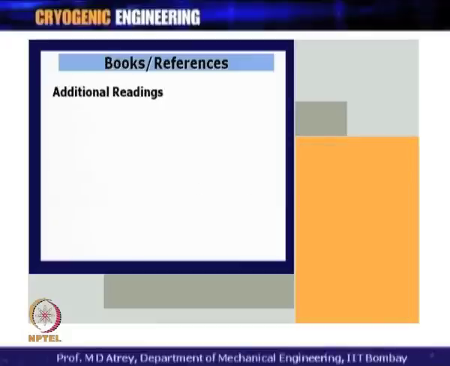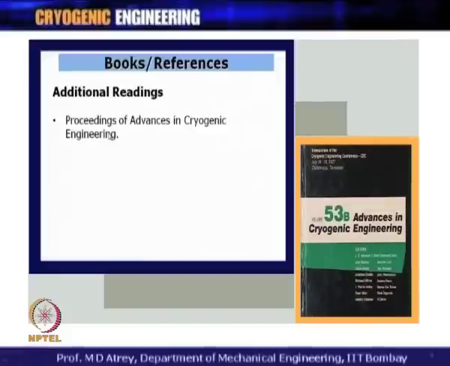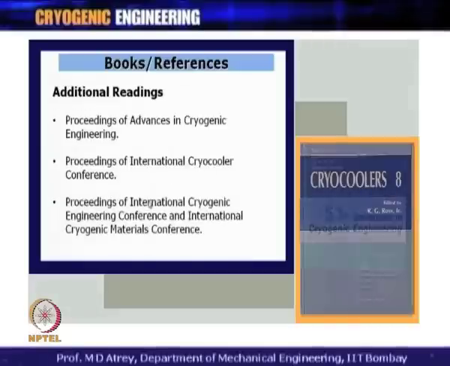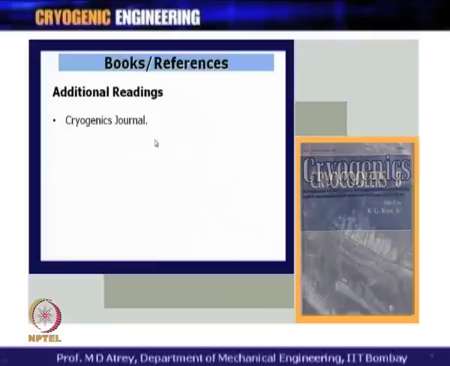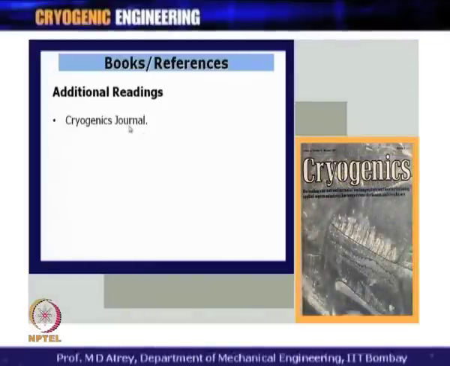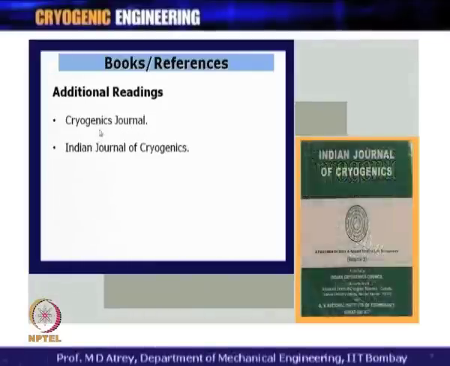In addition to the books I just talked about, we have various conference proceedings that also give very interesting results related to contemporary research happening in the world. For this we propose the proceedings of Advances in Cryogenic Engineering, the proceedings of the International Cryocooler Conference, the proceedings of ICEC or International Cryogenic Engineering Conference, or ICMC, which is the International Cryogenics Materials Conference. In addition to these conference proceedings, we have the Cryogenics Journal, and the Indian Journal of Cryogenics.